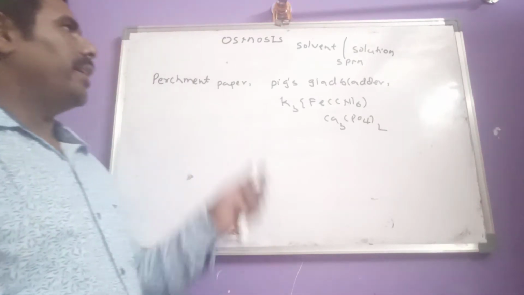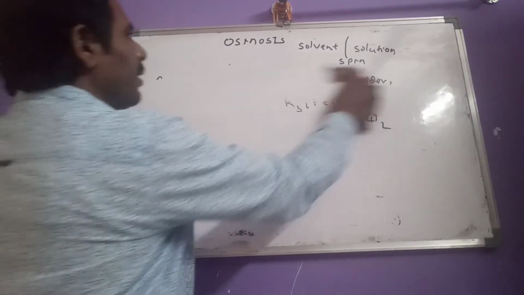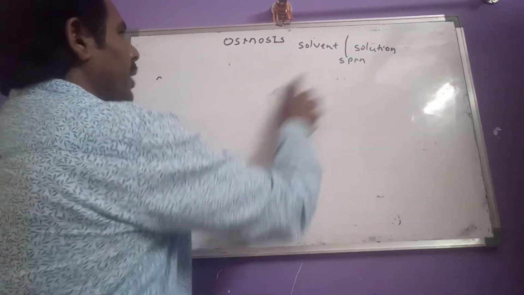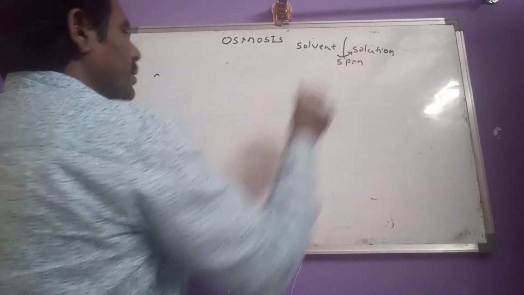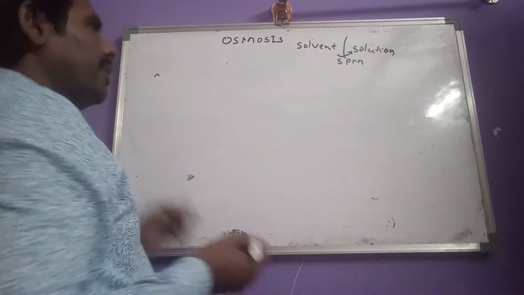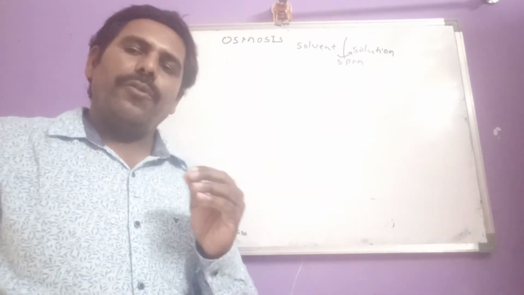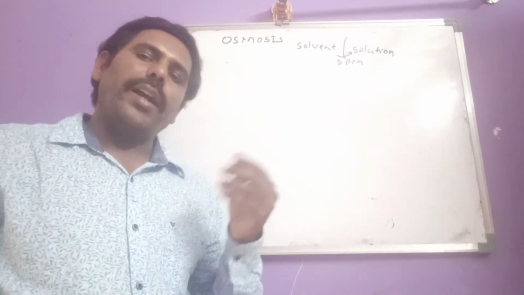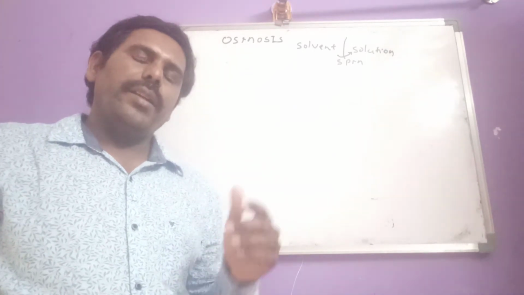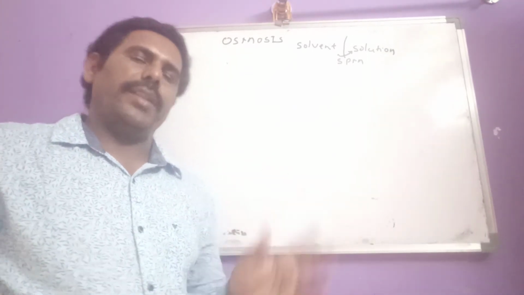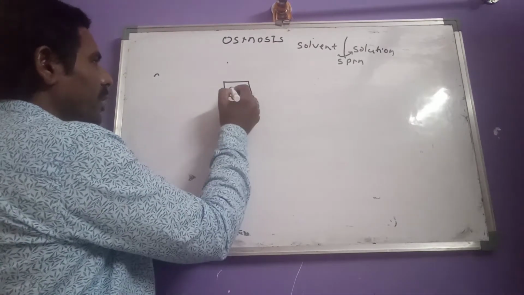So like that, the process of movement of solvent into the solution through a semi-permeable membrane is known as osmosis. And another definition here: the movement of solvent from low concentration to high concentration through a semi-permeable membrane is also called osmosis. So now here consider two solutions.